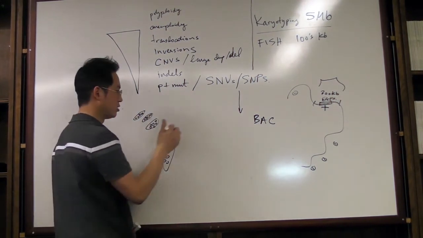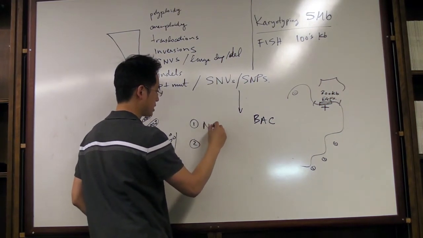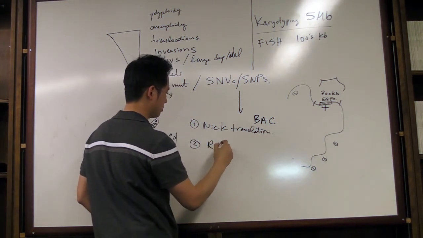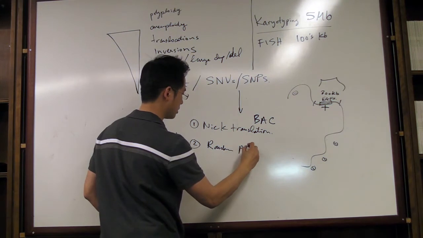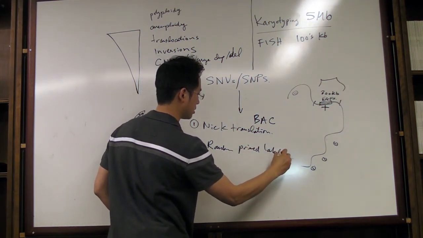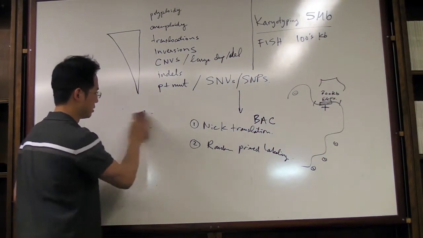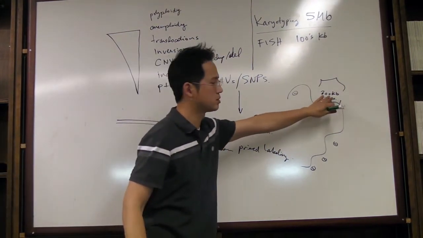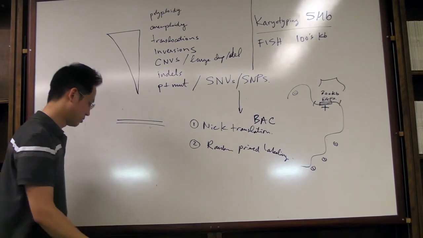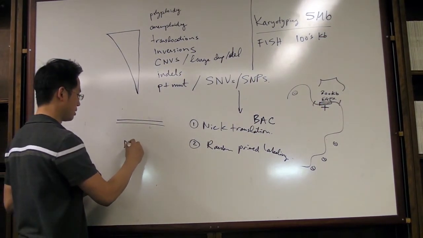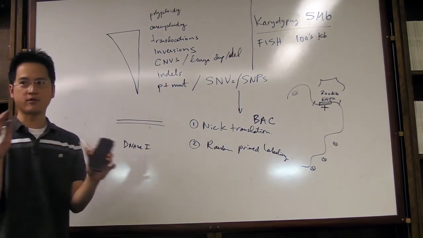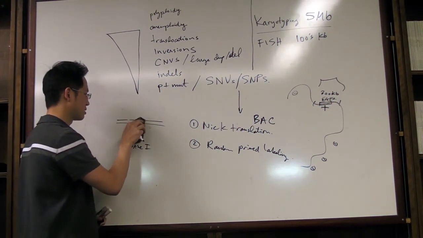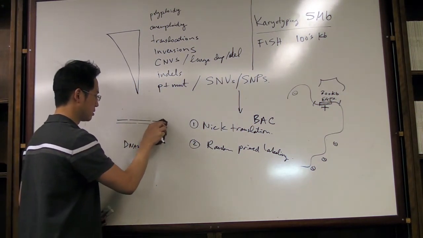The next step is to make the probe. You use this as a template, and you do one of two things. One is called nick translation, and the second is called random prime labeling. I'll explain the first one. Imagine this is the double-stranded DNA, part of the large 300,000 base backbone. You're going to treat it with DNase I at a certain concentration, not very high, so that it's going to create single-stranded nicks in your template.